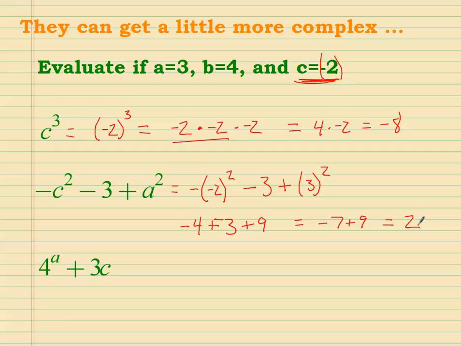Here I have 4 raised to the a power plus 3 times c, so I'm just throwing a little curveball at you where the exponent is what you're substituting. So it's 4 raised to the 3rd power, and you can use parentheses up here. So that's 4 times 4 times 4 plus 3 times negative 2. And when I raise 4 to the third power, I get 4 times 4 times 4, which is 64, plus a negative 6, or 64 minus 6, which is 58.